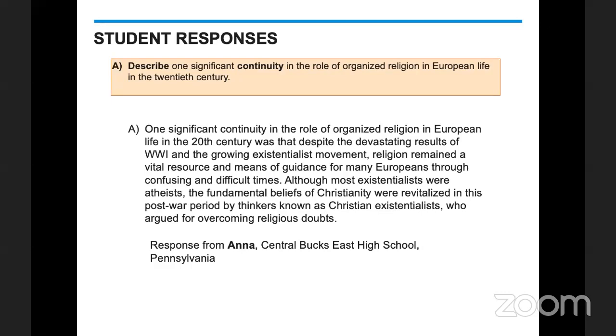So that was really a nice response. One of the things that, because it's a describe, would probably be okay, but if we're looking to even beef up a response like this, we would want to list a name of a Christian existentialist, a thinker, and that would help that response as well. So really well done, Anna.